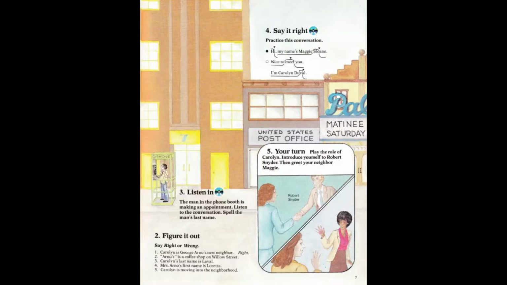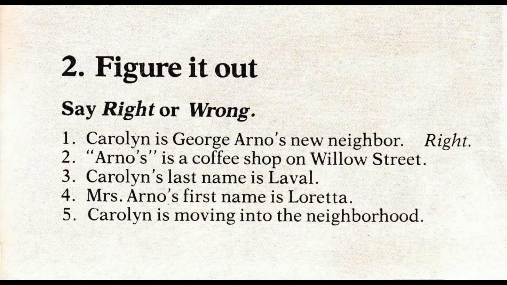Now, on the other page, there is an exercise. Figure it out, which is about this conversation. It wants to test our understanding if we got the whole thing correct or not. Number 1 says, "Caroline is George Arno's new neighbor." That's right. But how do we know it's right? Could you think a little bit about this? Let's go to the conversation and think. We understand it is right because George says, "Well, then we are neighbors." Because of this, number 1 is right.